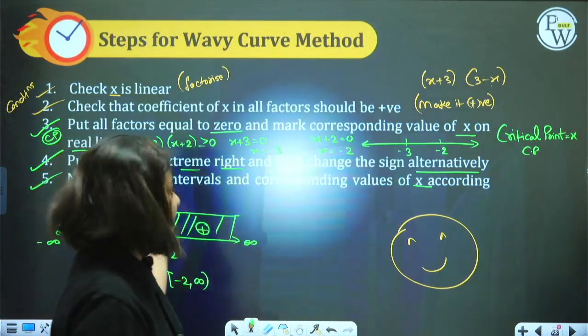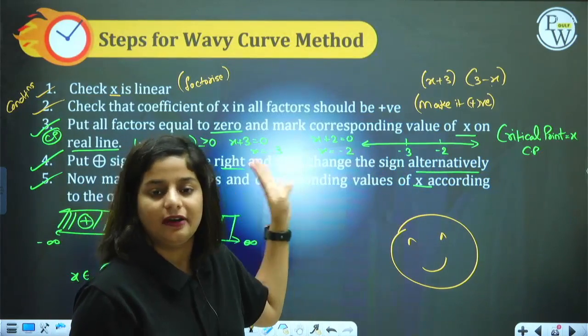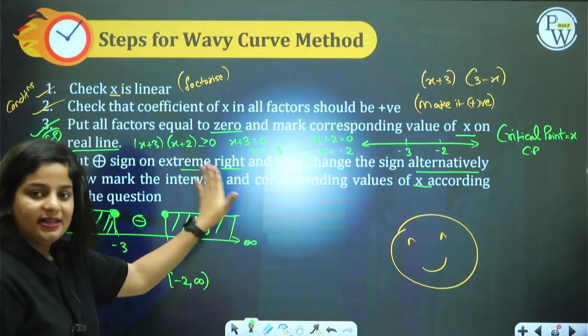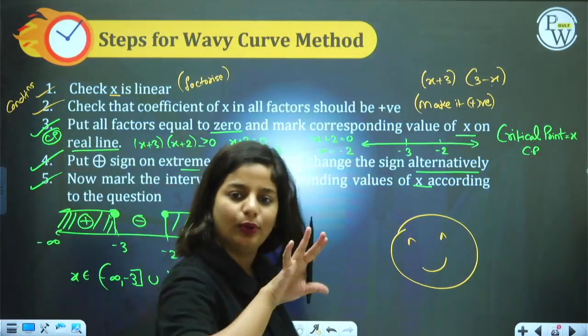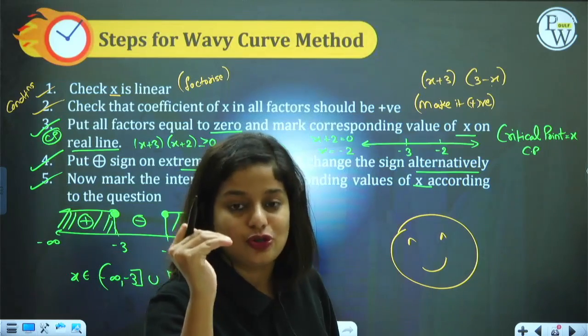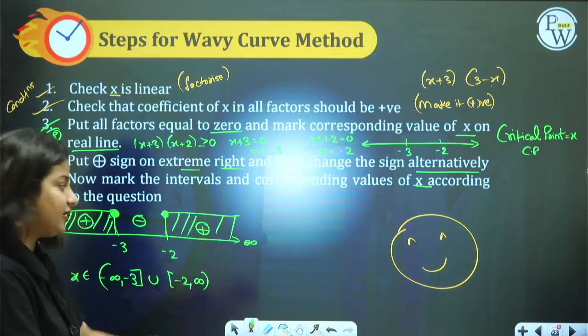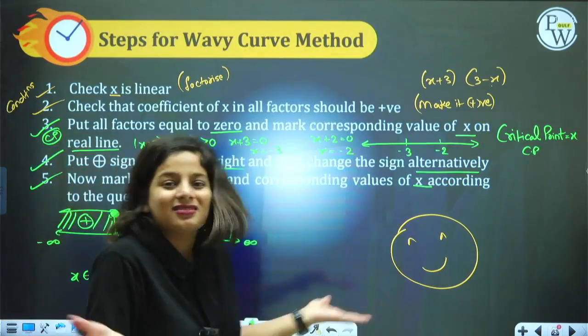Third step says find the critical points. Put each term equal to 0, get x, and put it on a number line. Fourth step says start with plus, minus, keep on going. I'll share a next level of this also; you'll have to wait for it for some time now. A little complicated one. Fifth step says select your region.